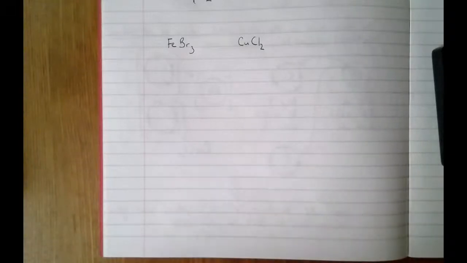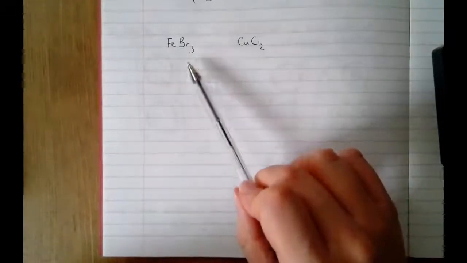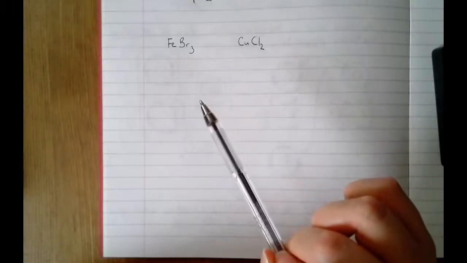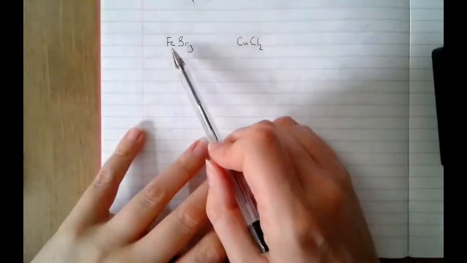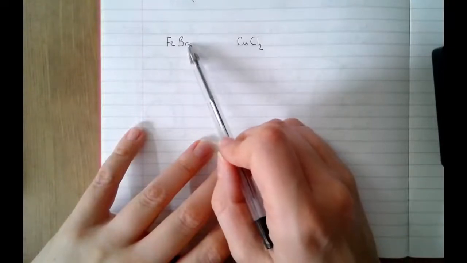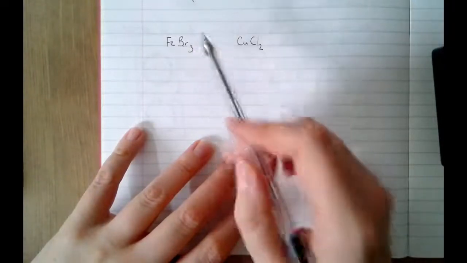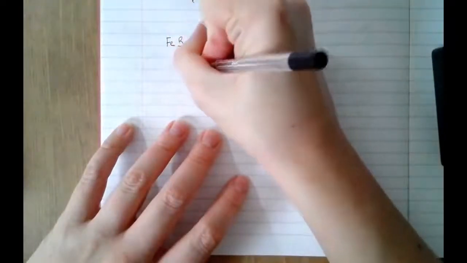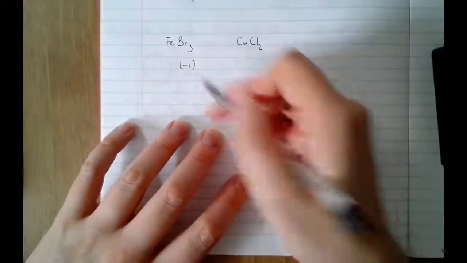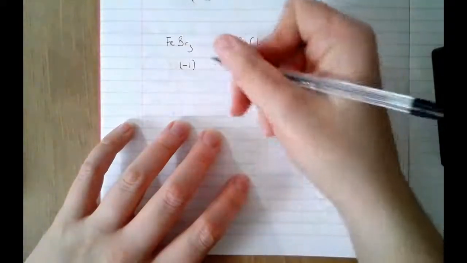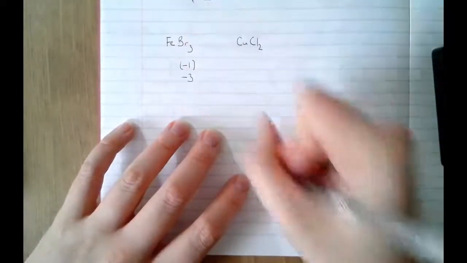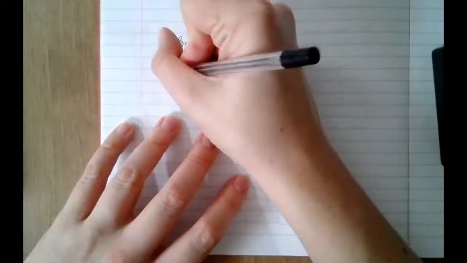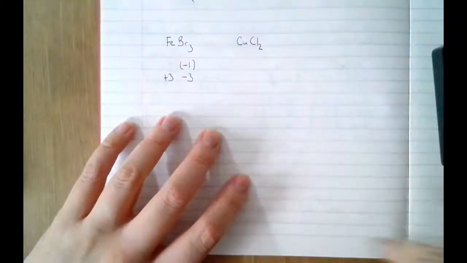Another thing they can ask you to do is give you the formula of an ionic compound, and ask you for the charges of the individual ions. In the first one, I've got iron bromide. Bromine is in group 7. It's always got a charge of -1. Always, always, always, because it's in group 7. There are 3 of them, so overall you have got a -3 charge. That tells me that iron must be +3 to balance it out.